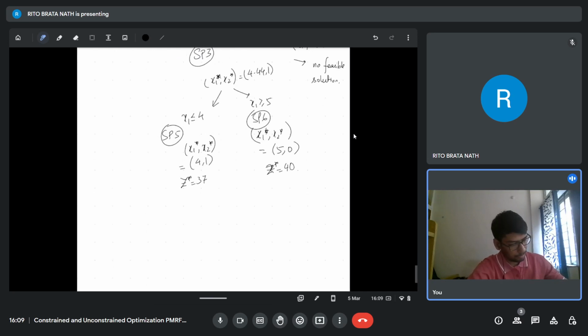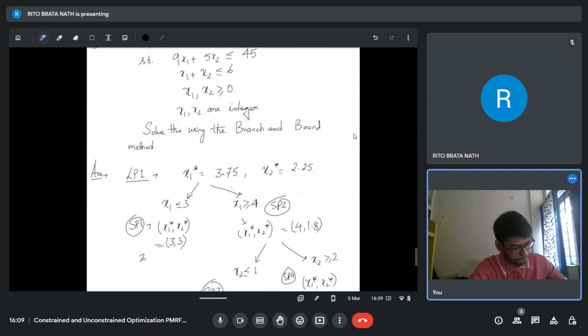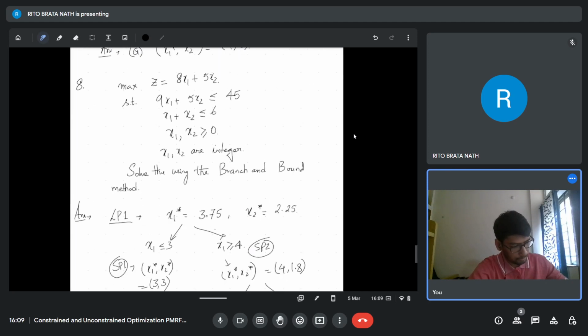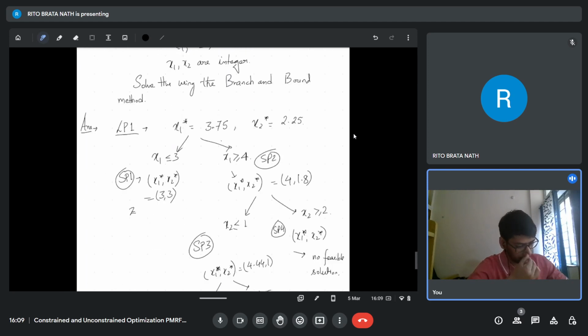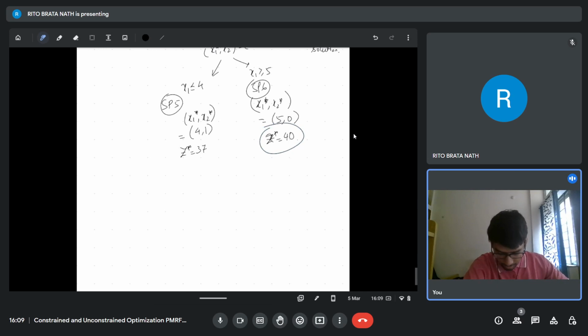And I think you got one more integer point, which is 3 and 1. So that will be 8 plus 5. So that will be 39, right? Out of all those, this 40 is the maximum one. So for the optimal solution, I think there were two correct options. So the answer is B and D. B tells you that x1 star, x2 star is 5 and 0, and D is z star, which is 40.